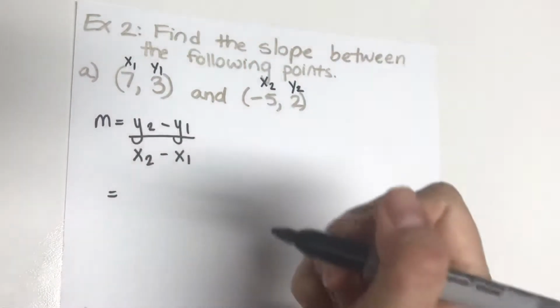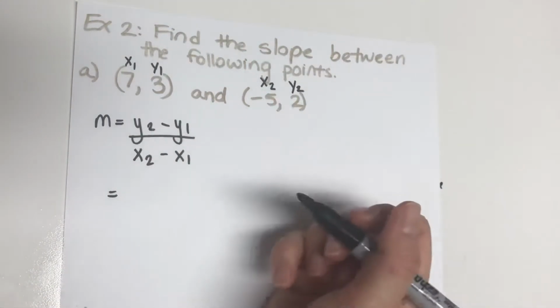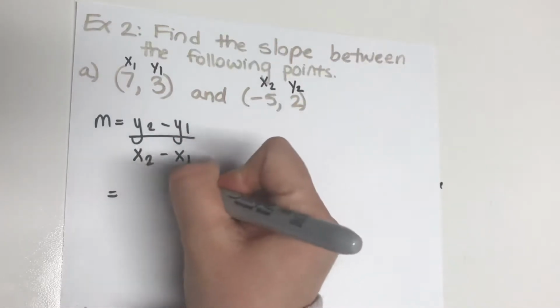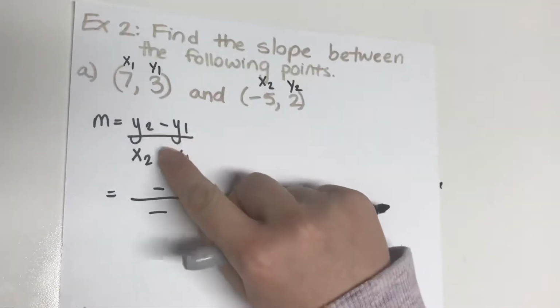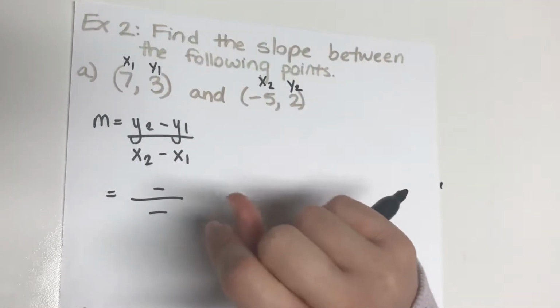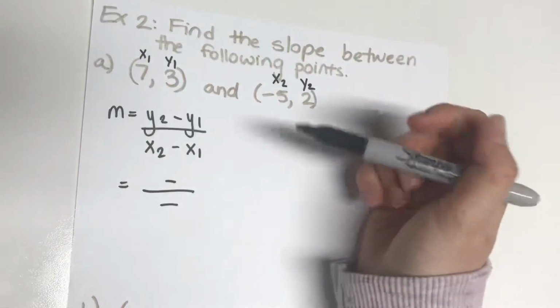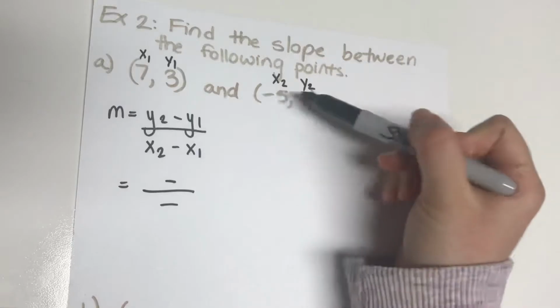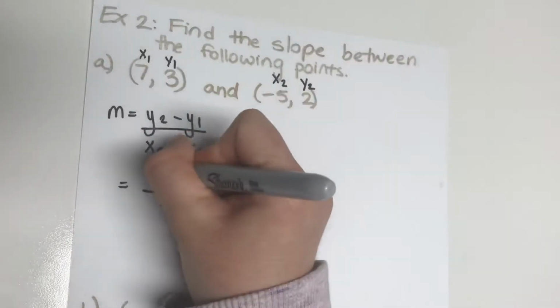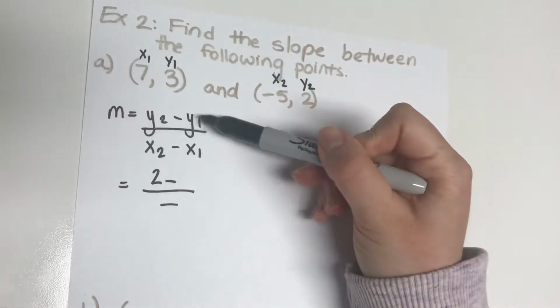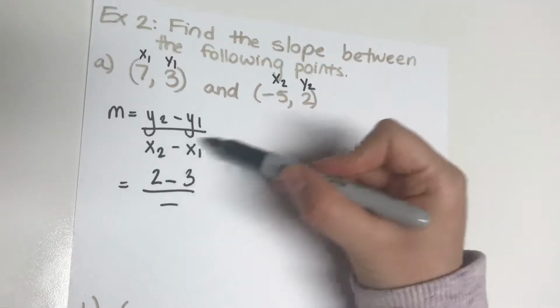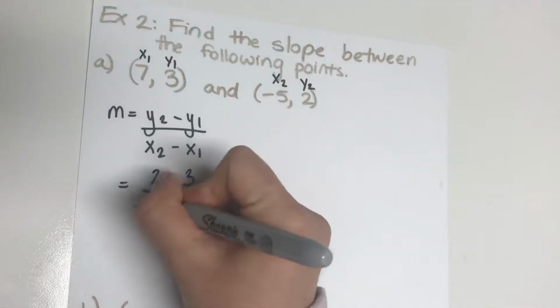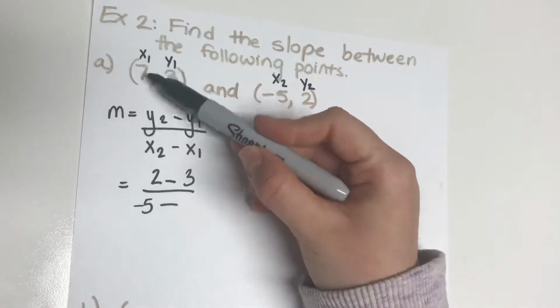Now I'm going to substitute. I recommend that when you're first doing these questions, on your second step, you write this out, because I promise you, these negative signs are going to throw you off at one point or another. So it's good to just know that there's negative signs there and then make the substitutions. So y2 was 2, y1 was 3, x2 is negative 5, and x1 is 7.